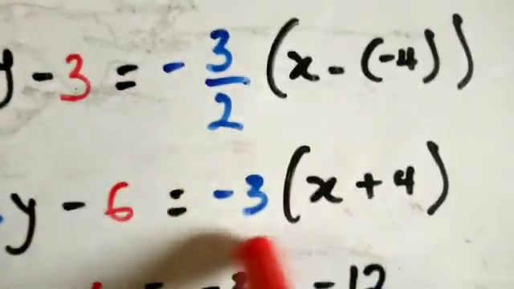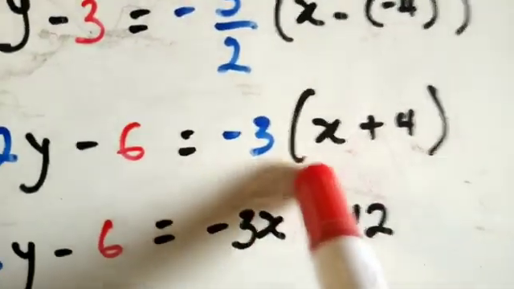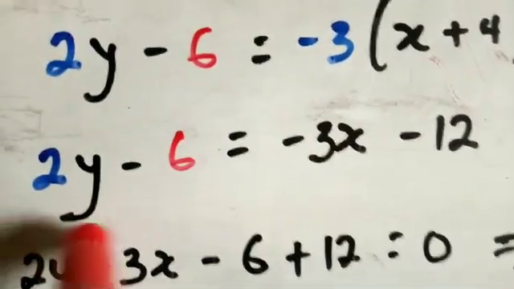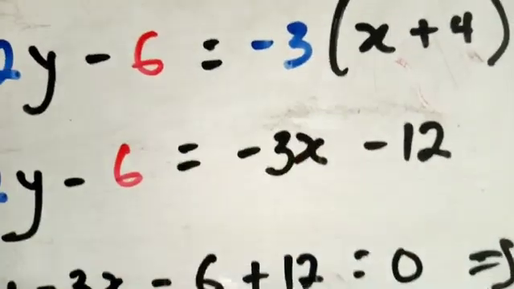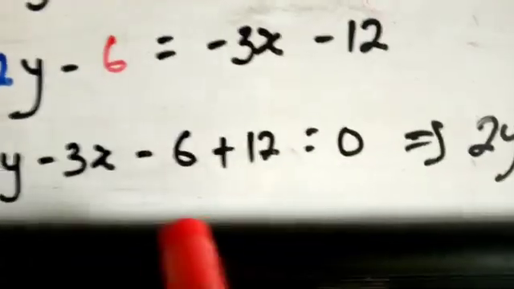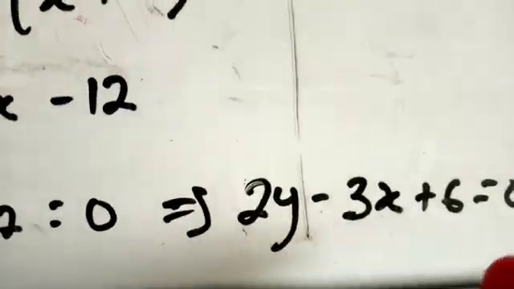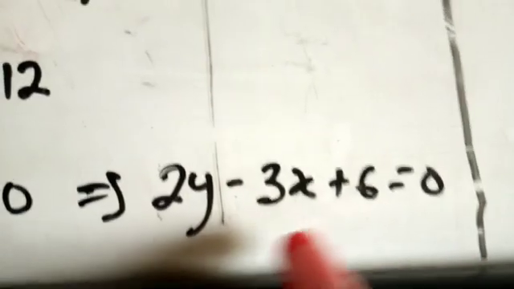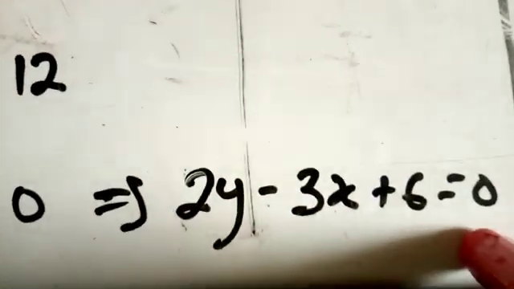Here we are having minus 3 into bracket x plus 1 plus 4. So expanding the bracket will give me 2y minus 6 is equal to minus 3x minus 2. So send everything to the right hand side. You should arrive at something like 2y minus 3x plus 6 is equal to 0. So this is what the equation of the line looks like.